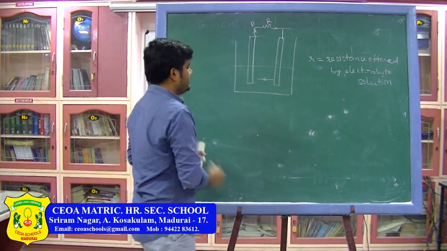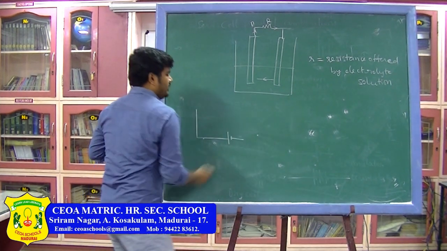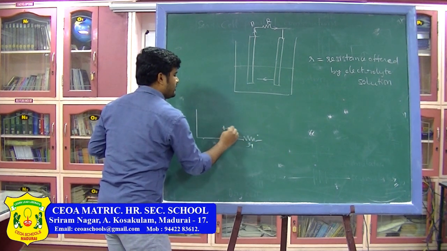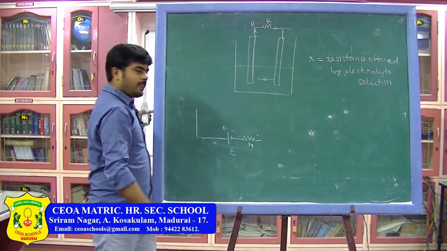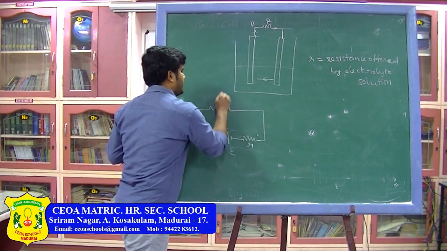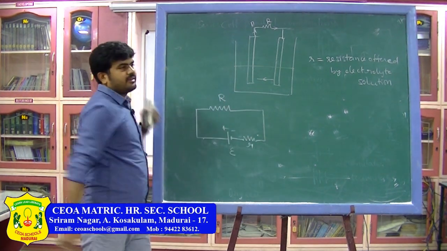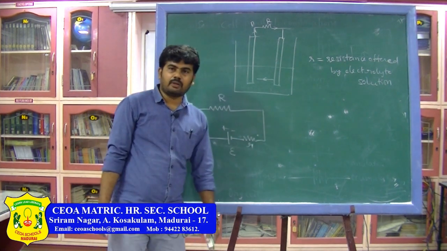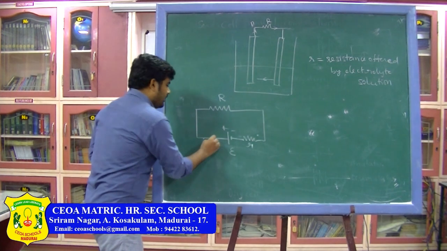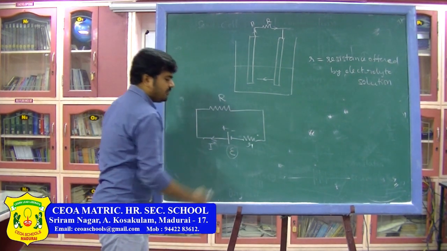Now let us discuss a simple cell circuit. Let us consider a cell of EMF connected to an external resistor. Say this is the internal resistance. Let the EMF of the cell be E, and let the external resistor connected be capital R. So capital R is the external resistance and small r is the internal resistance, that is, the resistance offered by the electrolyte solution of the particular cell. Now let I be the total current in the circuit. So E is nothing but the total EMF in volts.